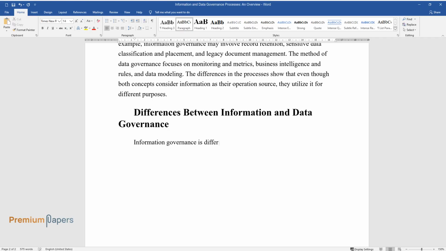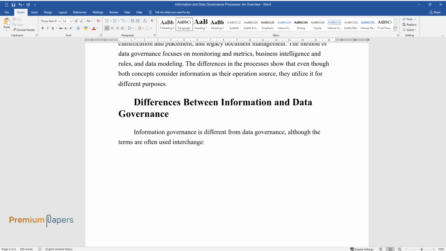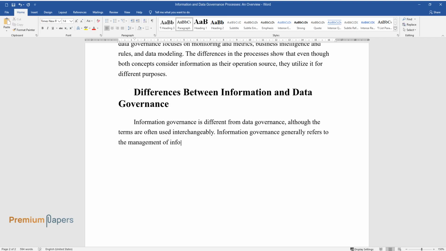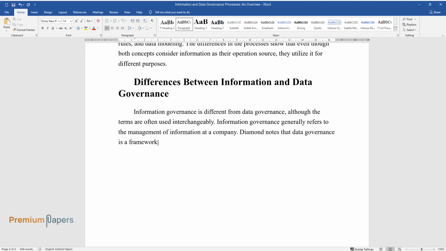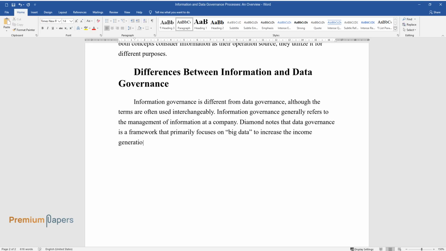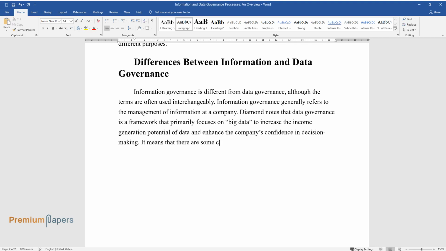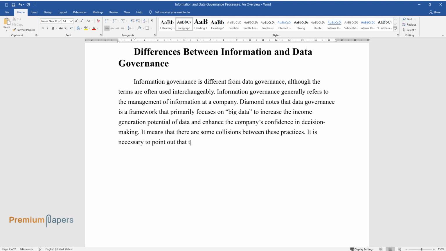Differences between information and data governance. Information governance is different from data governance, although the terms are often used interchangeably. Information governance generally refers to the management of information at a company. Diamond notes that data governance is a framework that primarily focuses on big data to increase the income generation potential of data and enhance the company's confidence in decision-making. It means that there are some collisions between these practices. It is necessary to point out that these concepts are not competitive but complementary.